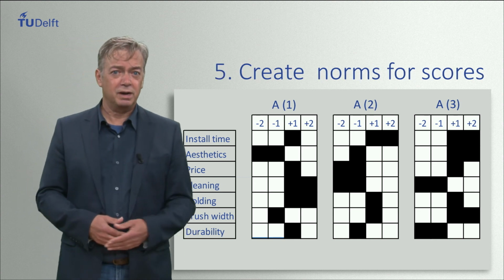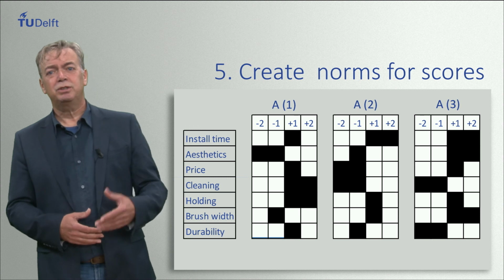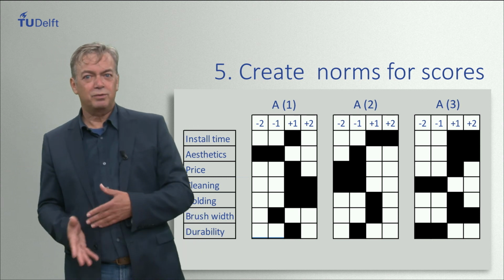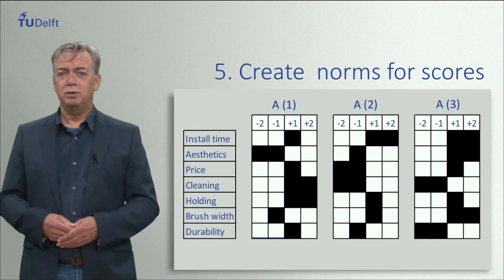For example, for durability, you could say 5 years is +2, 4 to 5 years +1, 3 to 4 years is -1, and 2 years or less is -2.